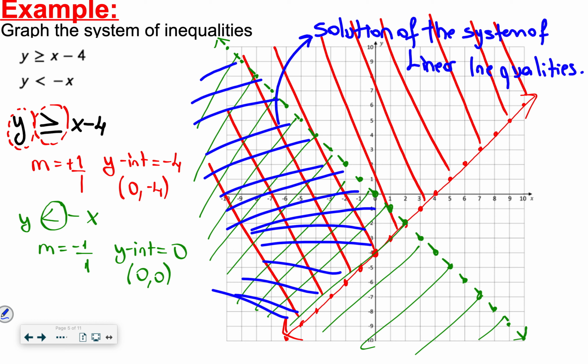This is your answer. You can choose any point in this overlapped part. For example, this coordinate is (-6, 0), and this is one of the solutions. Or you can choose this point. The coordinate is (-9, 2). This is another solution belonging to this system of linear inequalities. Excellent.